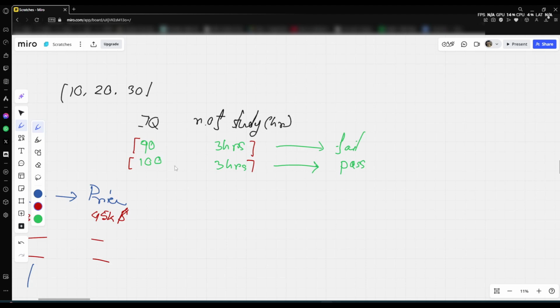This we can represent in a graph. Let me draw a graph here. I need a line. Where is the line? Another line. Okay, this is the line. This is interesting, by the way, so listen carefully.